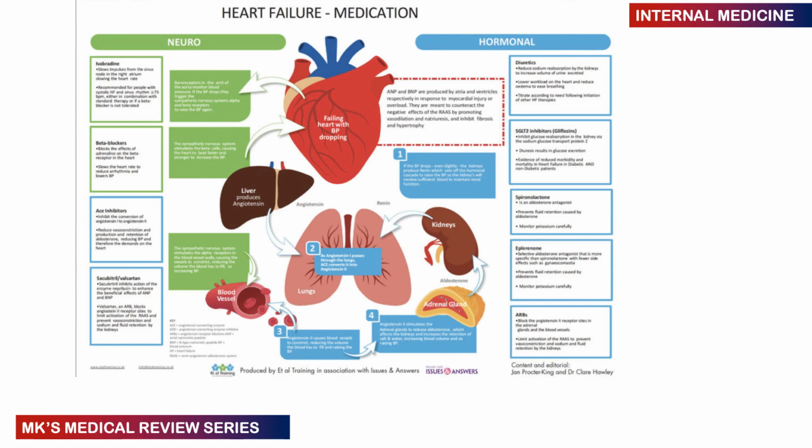So here's a chart showing you the different groups of drugs: ivabradine, beta blockers, ACE inhibitors, sacubitril and valsartan, diuretics, the SGLT2 inhibitors, the gliflozins, spironolactone, eplerenone, and the ARBs. You can take your time, pause this right now, and get a screenshot. If you can't see it clearly, I think you can drop a comment. I'll post a link to where you can find this particular image.